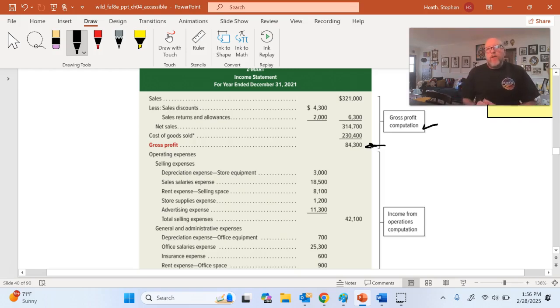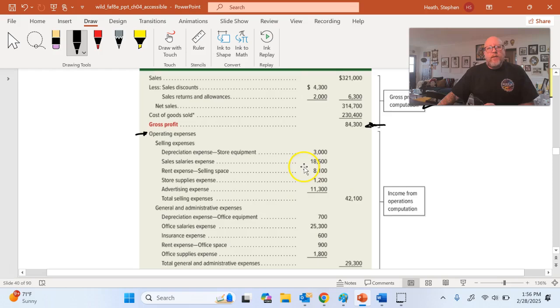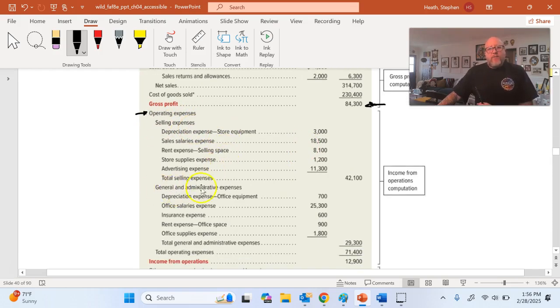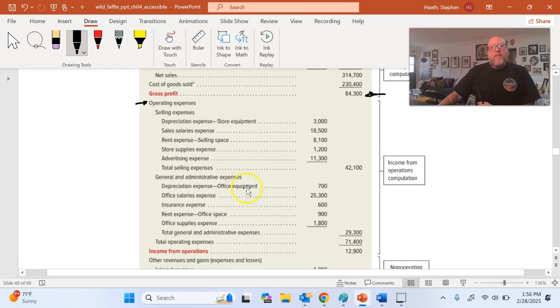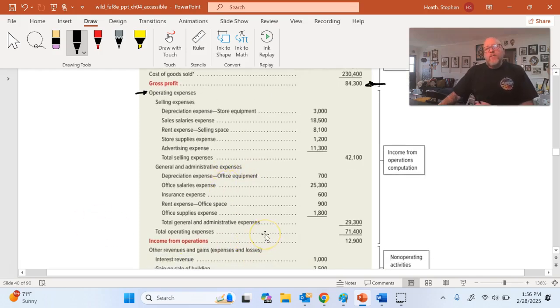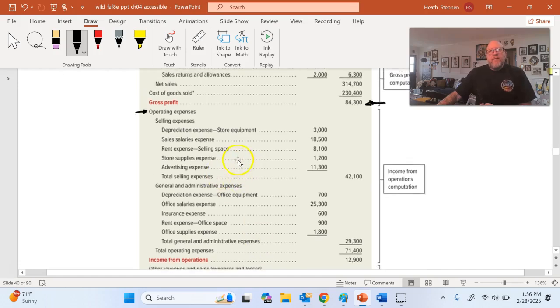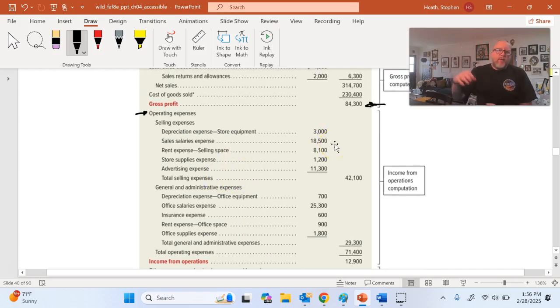Then after we have gross profit, we have all of our operating expenses, which is the beginning of this section. And there's generally 2 or 3 big categories of operating expenses. We have selling expenses, and then we have general and administrative expenses. Sometimes you would have research and development. There doesn't have to be a limit to the number of categories in this section, but the idea is that we're breaking out gross profit from operating income.